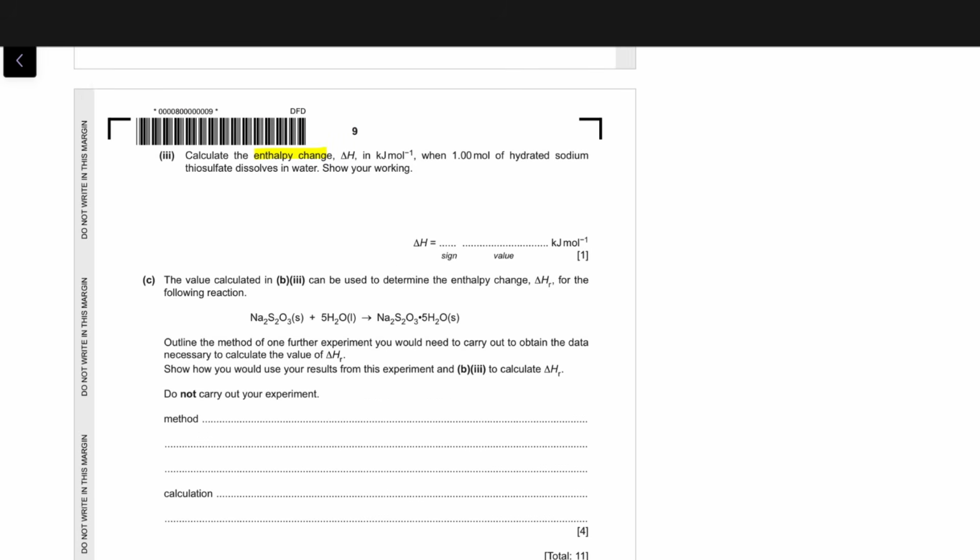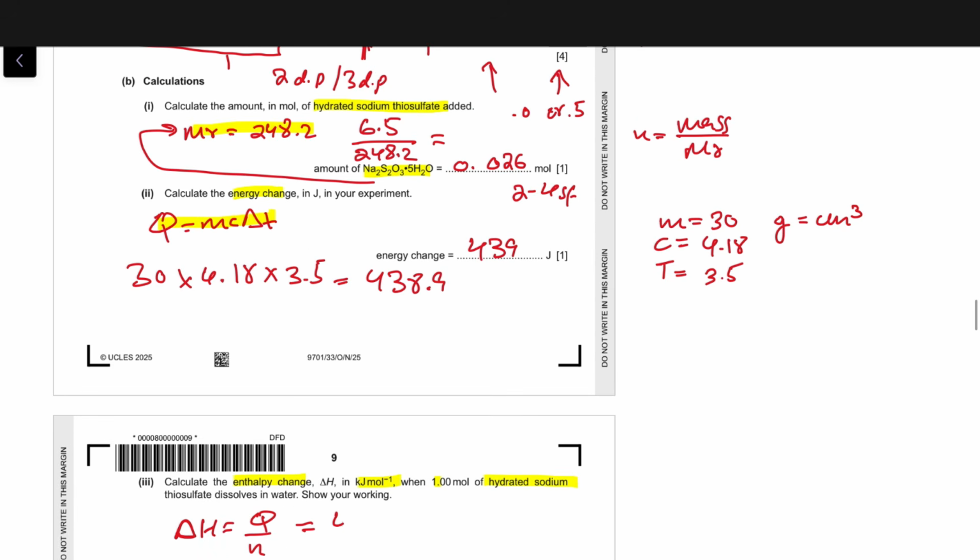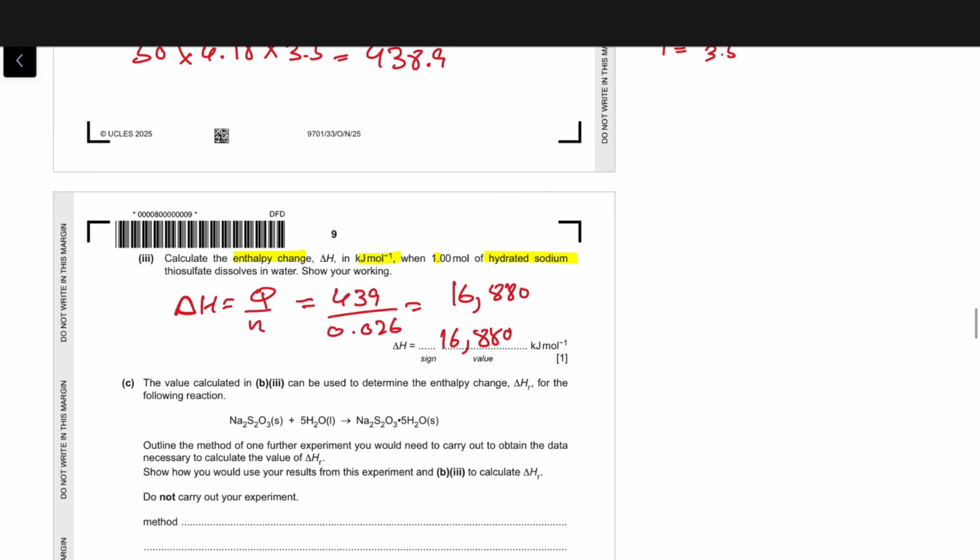It then says to calculate the enthalpy change in kilojoules per mole when 1 mole of hydrated sodium thiosulfate dissolves in water. Now, our enthalpy change is equal to our energy change divided by the number of moles. So really, our energy change, which was 439, divided by our number of moles, which was 0.026, will give us 16,880 to 4 significant figures.